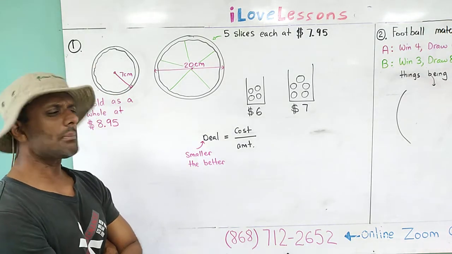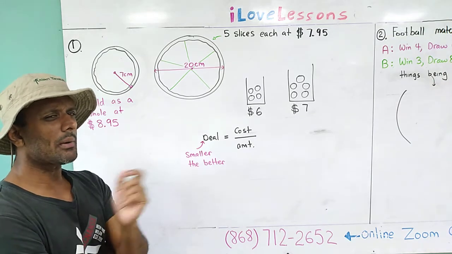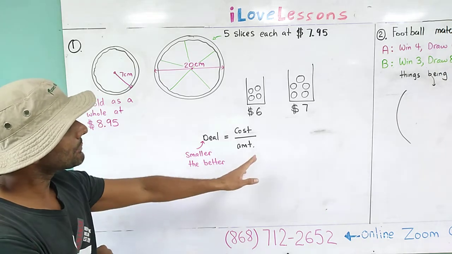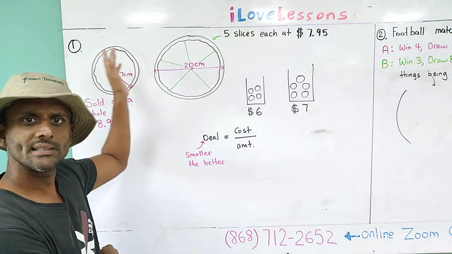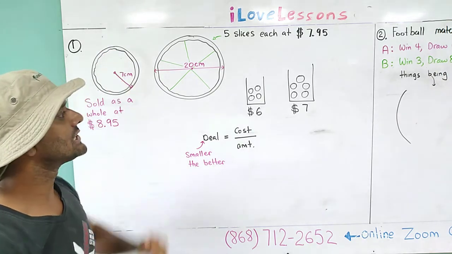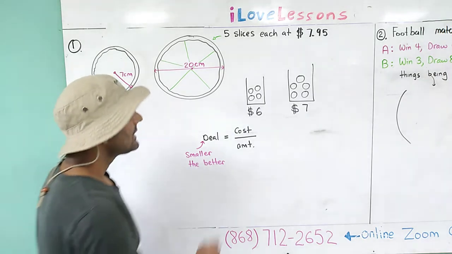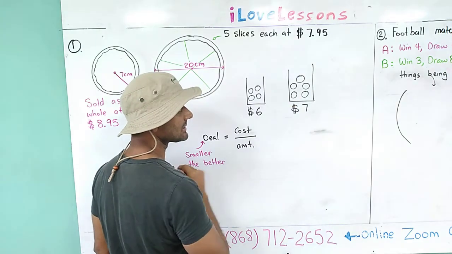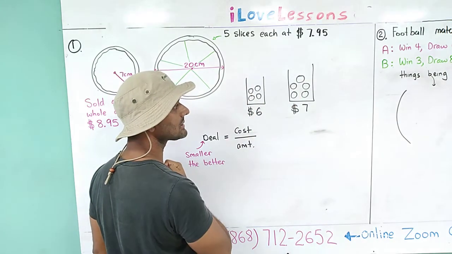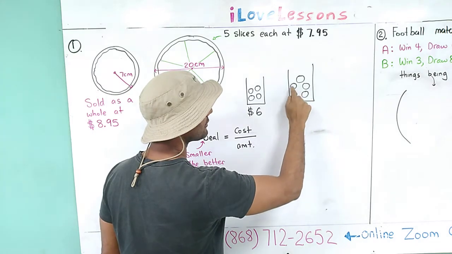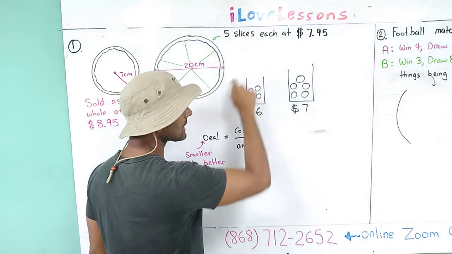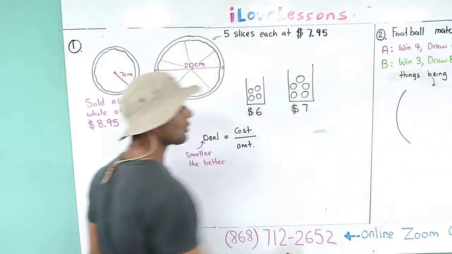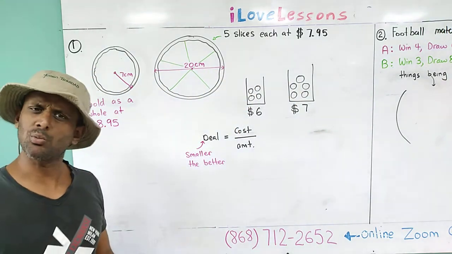Alright, so pizza might be kind of complicated, but let's talk about something you are more familiar with first, something easier, and then we could possibly apply it to this. Let's take jelly beans. Let's say I have 2 containers of jelly beans. One has 4 jelly beans, one has 5. 1, 2, 3, 4, 5. This one, the whole container, costs $6, and this one, the whole container, costs $7. Which one is the better deal?